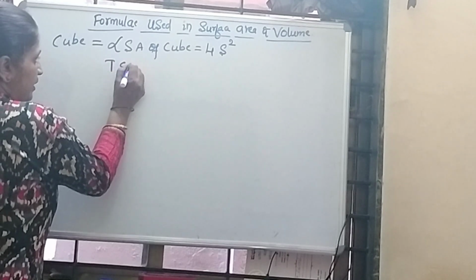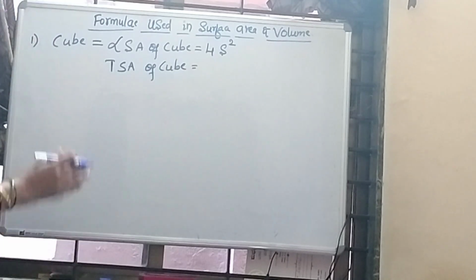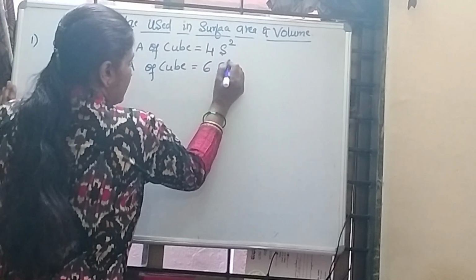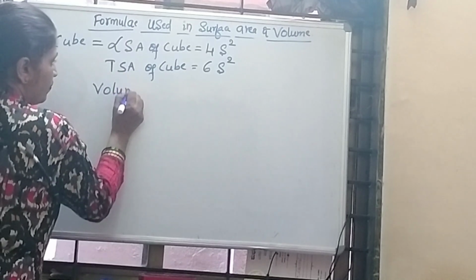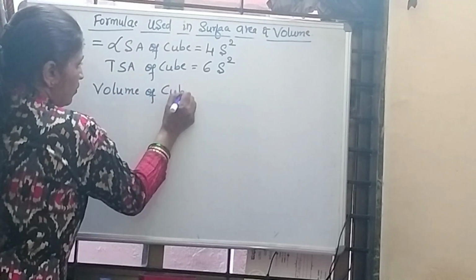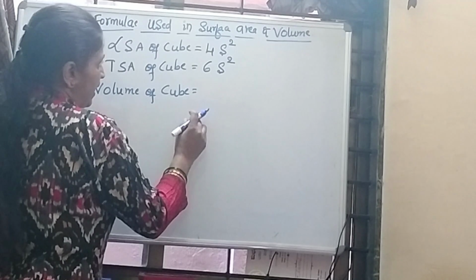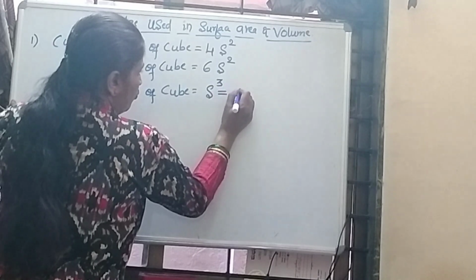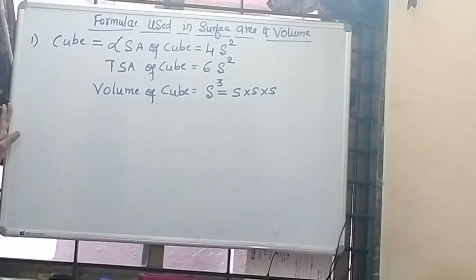Similarly, TSA of cube is equal to 6 side square, where we take all the 6 faces. And the last one is the volume of cube. Volume is the space occupied in the cube. So we have side into side into side, or S cube. Some of you use L, some use A. Anything you can take, but its meaning is the same.